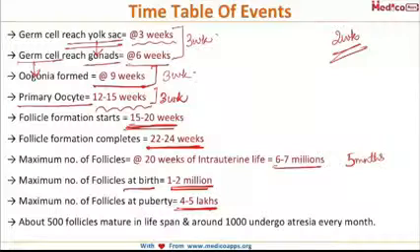And what is the rate of this degeneration? Every month, around 1000 of these follicles are degenerated.